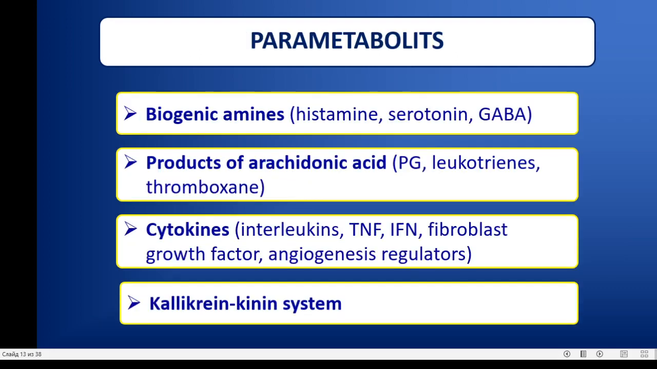Parametabolites. There are biogenic amines: histamine, serotonin, gamma-aminobutyric acid; also products of arachidonic acid: prostaglandins, leukotrienes, thromboxane; cytokines: interleukins, tumor necrosis factor, interferon, fibroblast growth factor, angiogenesis regulation, and kallikrein-kinin system.